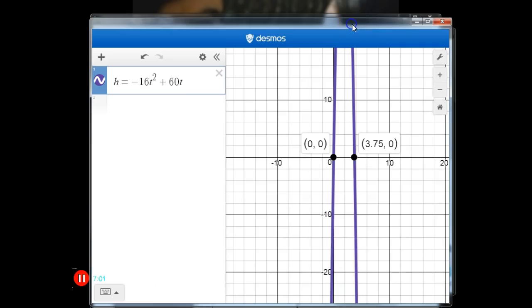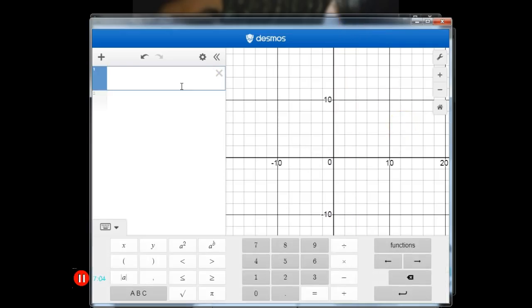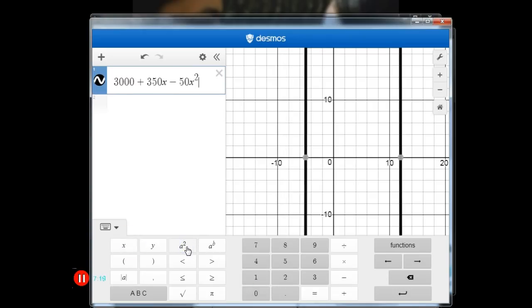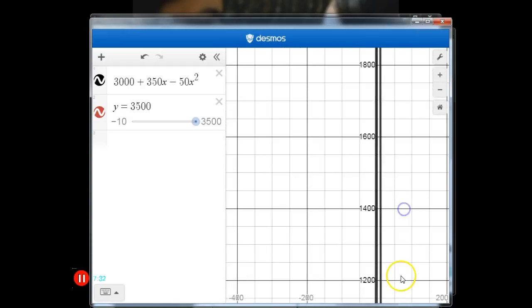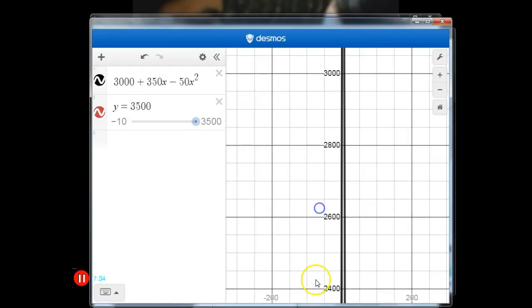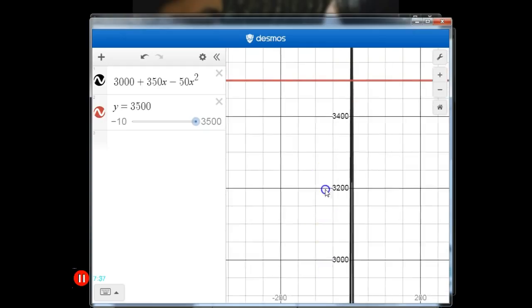The least amount. Okay, so I'm going to graph these. So I have 3,000 plus 350x minus 50x squared. Okay, and then my next equation is y equals 3,500. Right, so obviously I'm going to have to zoom out to see where this is at. So I'm going to have to go up.